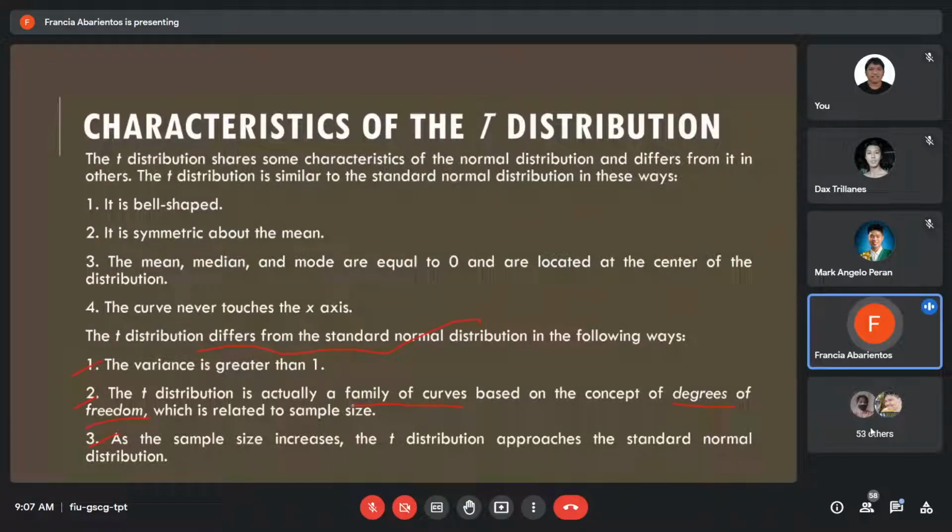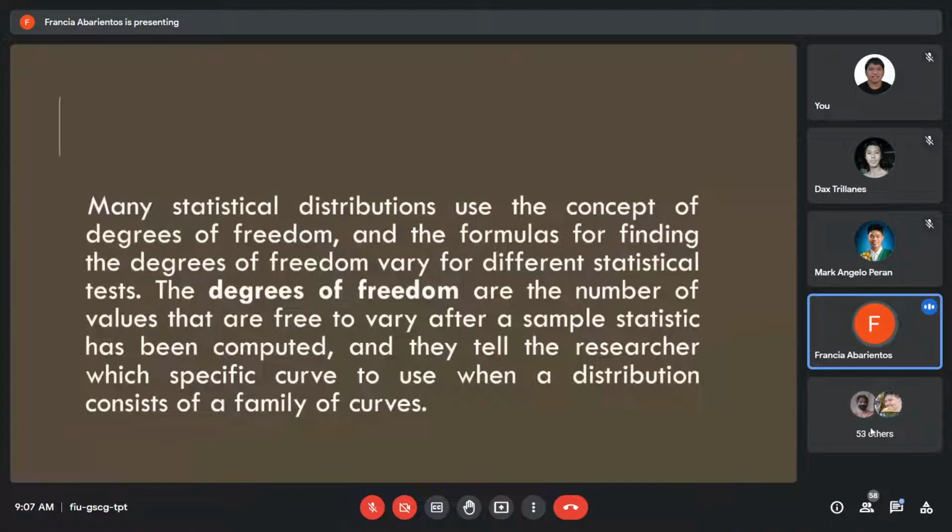So we have now many statistical distributions that use the concept of the degrees of freedom. So in finding the degrees of freedom, that is the number of values that are free to vary after a sample statistic has been computed. So madali-dali lang to class na degrees of freedom.